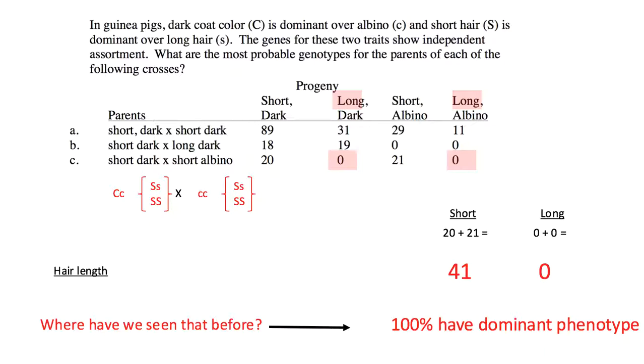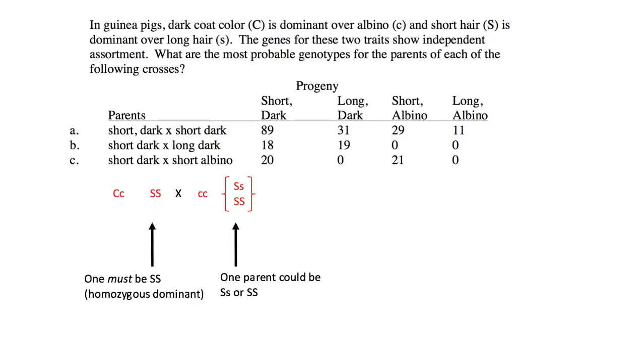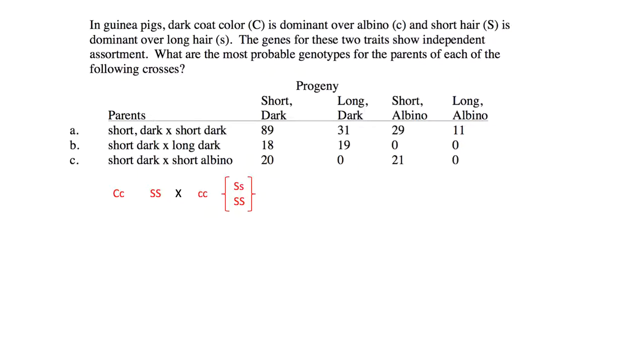We just saw in part B what that must mean for the hair length gene for those parents. It means that one parent must be homozygous dominant, or big S, big S. The other parent could be either big S, big S or big S, little s. We can't tell which, just that it's not little s, since that parent is not long-haired. And those are the final genotypes for part C.